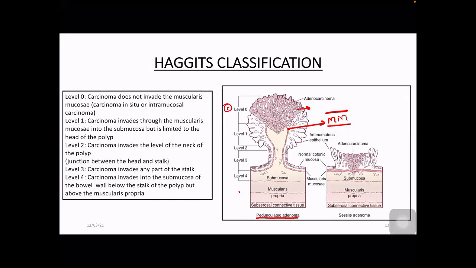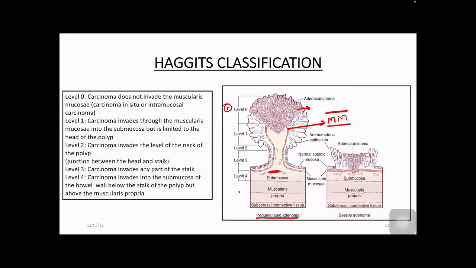Level 1 means it becomes an invasive cancer because it invades the muscularis mucosa. So what is level 1? At level 1, it invades the muscularis mucosa at the head of the tumor. Level 2 invades the neck. Level 3 invades the stalk. And level 4 invades and reaches the submucosa. This is Haggitt's classification. So it depends upon the depth of invasion.